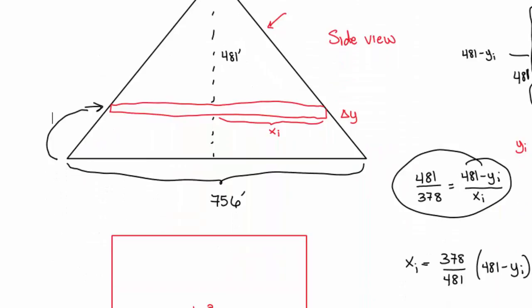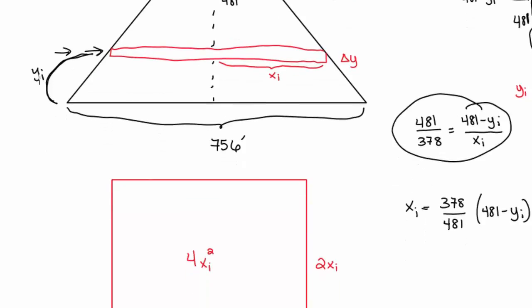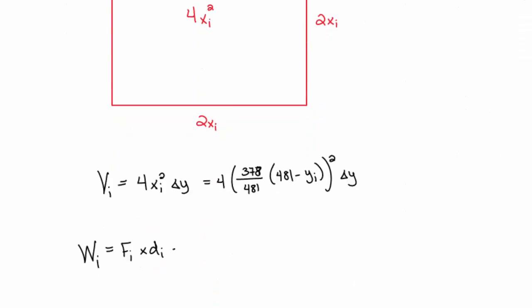Okay, so to move this ith slice, the distance we're moving it is just this guy right here, which is y sub i. We're moving it y sub i, not 481 minus y sub i. And that usually throws people off with a problem like this. You have to think about the slice itself. So it is the force on the ith slice times y sub i. Well, the force is the mass times acceleration due to gravity.